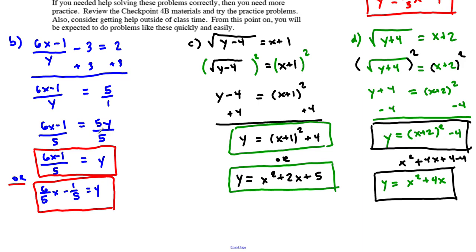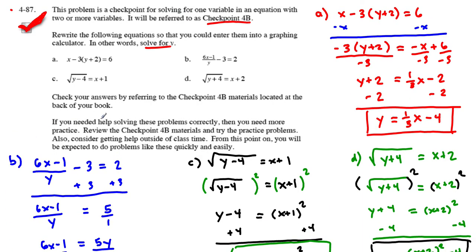All right. Yay, we're done. I'm excited. I hope you are too. That was problem 4-87. Remember, that's a checkpoint problem. If you're having trouble, look in the back of the book under checkpoint 4B. There'll be some materials back there for you to practice. Otherwise, you need to make sure you see your teacher. 4-87, have a good one.